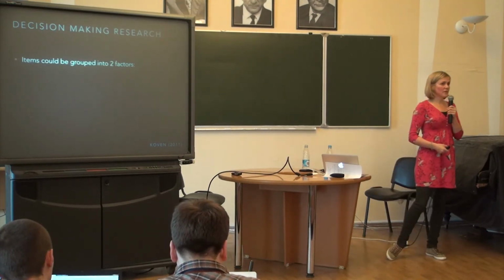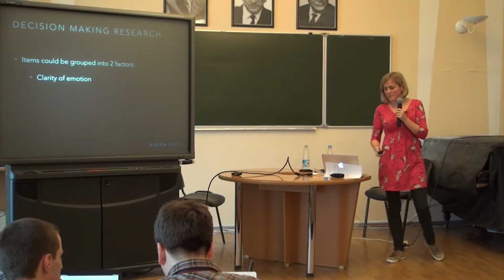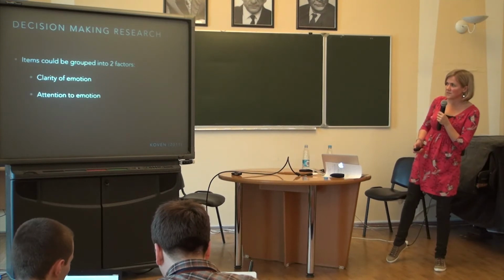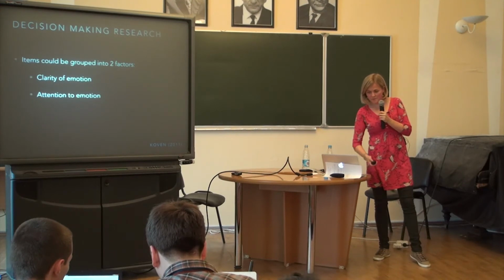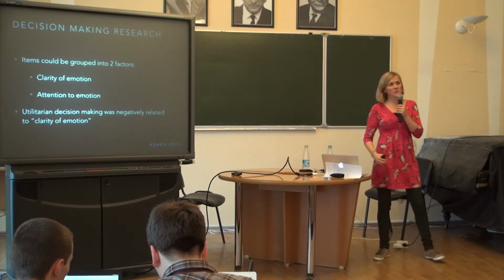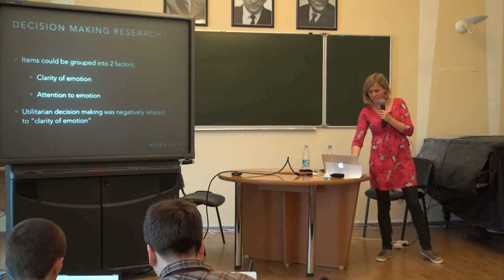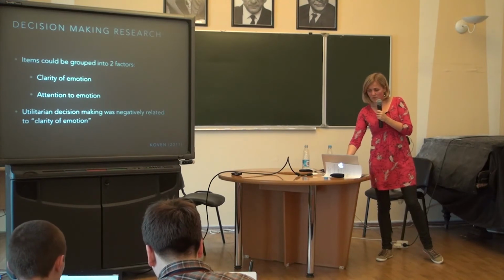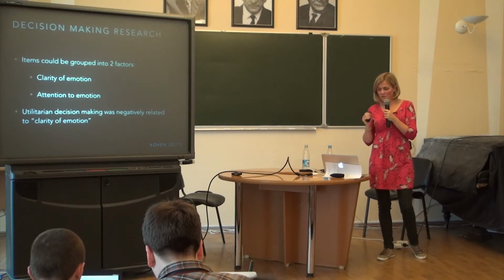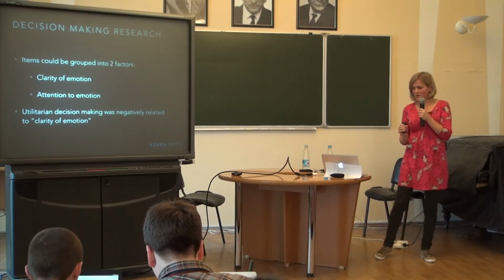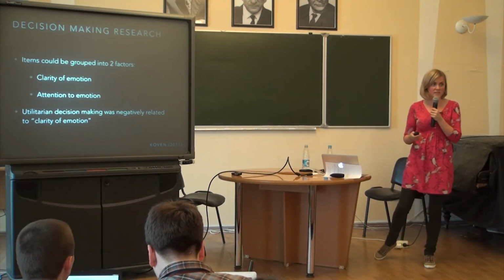Anyway, based on factor analysis, they grouped all these items into 2 factors. Clarity of emotion was one of these factors, and attention to emotion was the other. They found that utilitarian decision making was negatively related to clarity of emotion. So what they suggested was that high clarity of emotion may imply longer lasting emotional reactions to negative stimuli, which may in turn impair cognitive control and reduce utilitarian decision making.